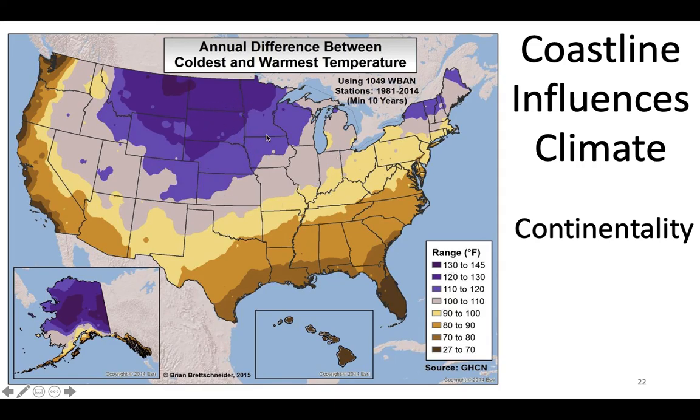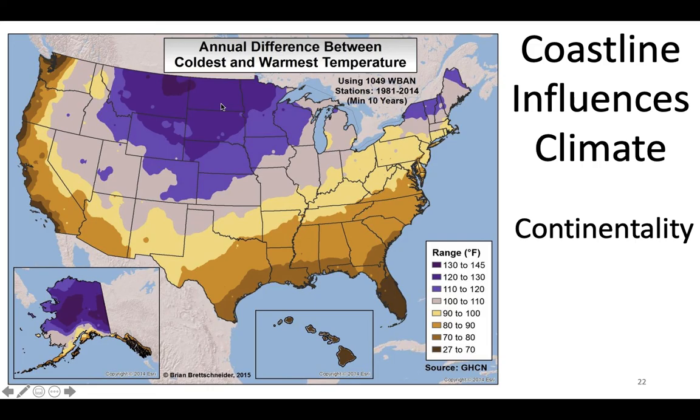Now let's talk about another climatic phenomenon that influences ecology. This is a map of the United States, and it shows the annual difference between coldest and warmest temperature. So this is the range of degrees in Fahrenheit that you can get in these different areas of the continental U.S. and Hawaii and Alaska. Look at this. This is crazy.